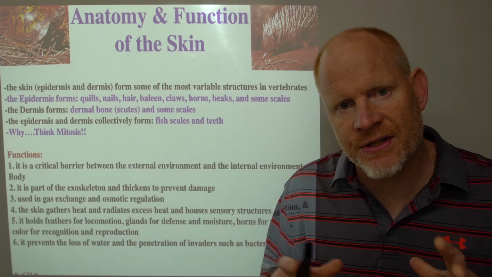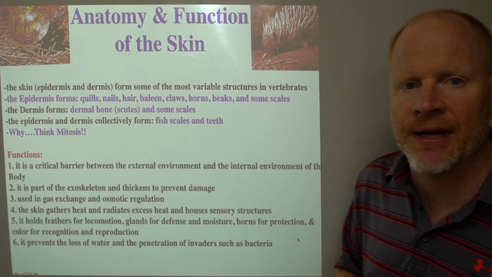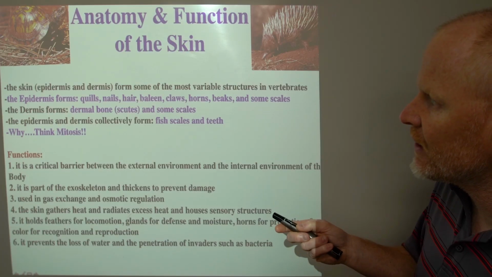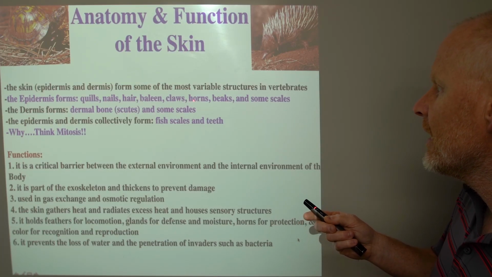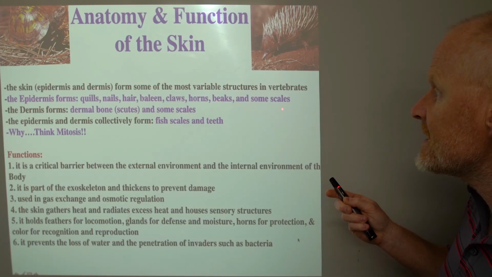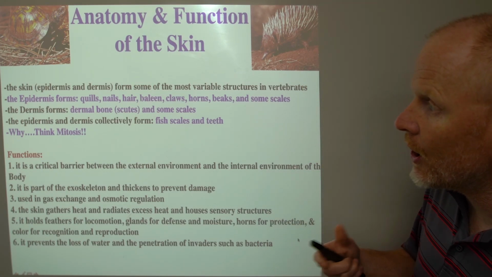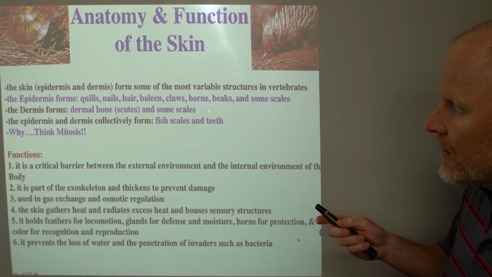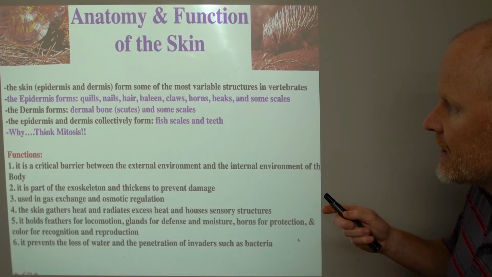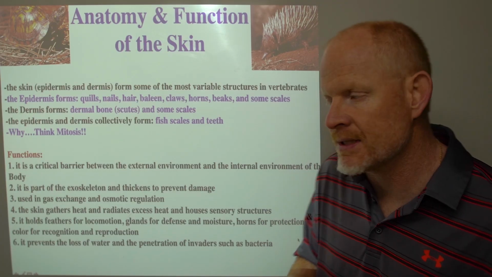It produces a whole bunch of different types of structures for organisms that help with their interaction and protection from the environment. Things like quills, nails, talons, hair, baleen, claws, horns, beaks, and some scales are all epidermal derivatives. The dermis also helps produce some of these structures. It produces dermal bone and also some scales, particularly fish scales. So notice scales can be produced by both structures, the epidermis and dermis.